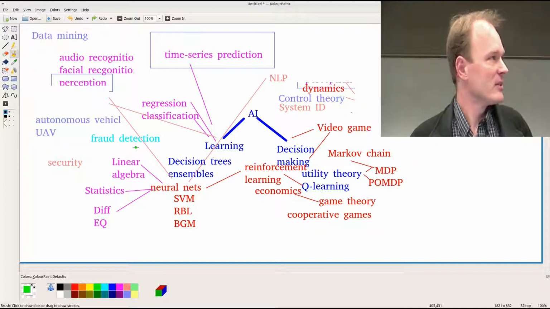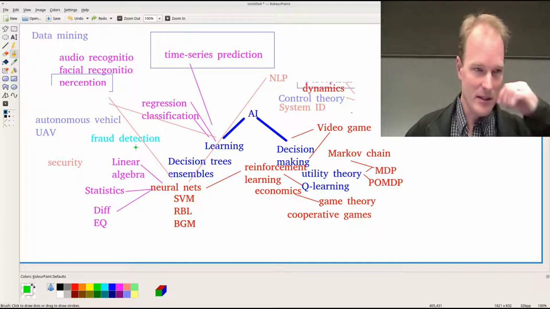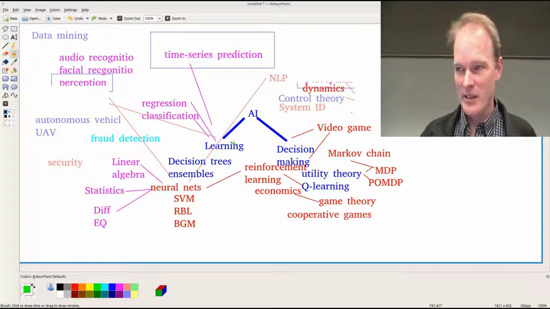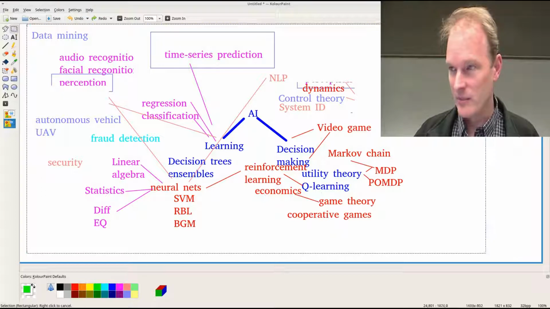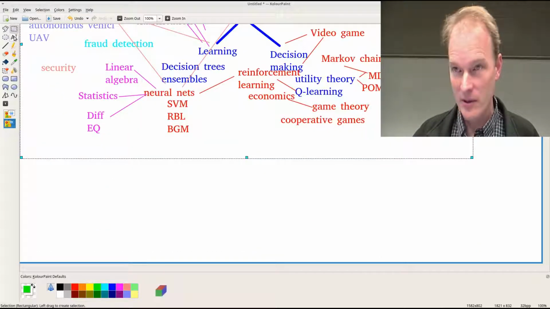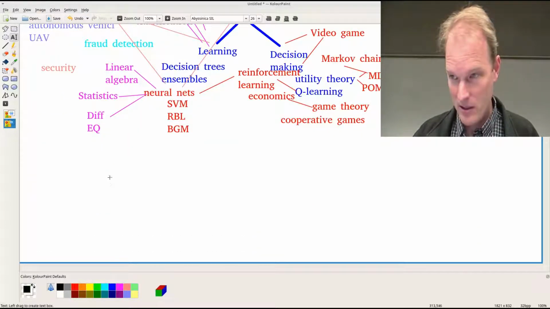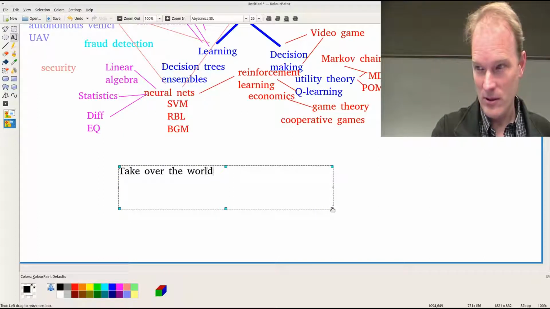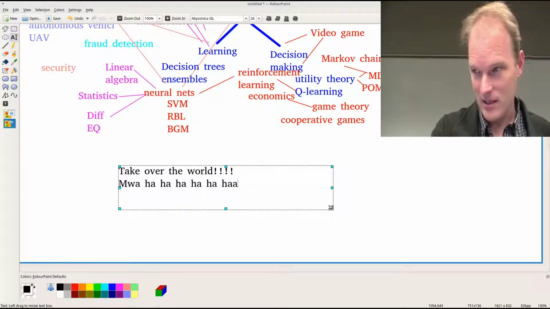There's a lot to be done in artificial intelligence, decision making, learning, and hey, ultimately, the big reason we want all of these things, of course, is because why? We want to take over the world. Mwah ha ha ha ha ha ha.